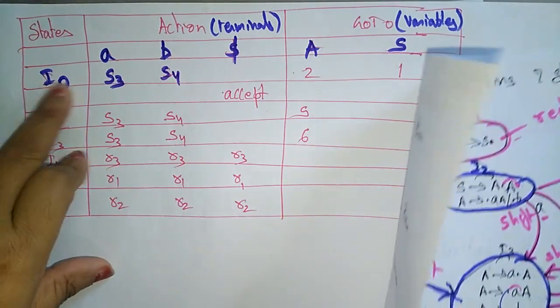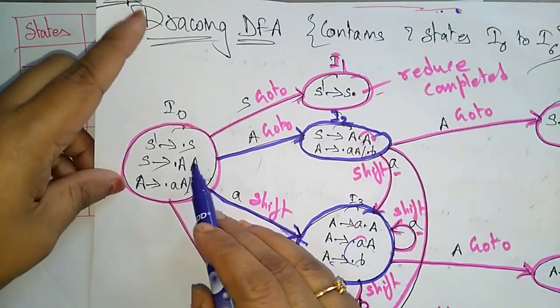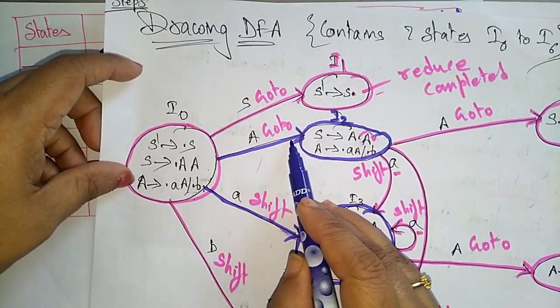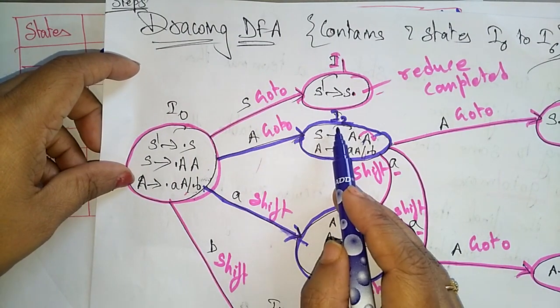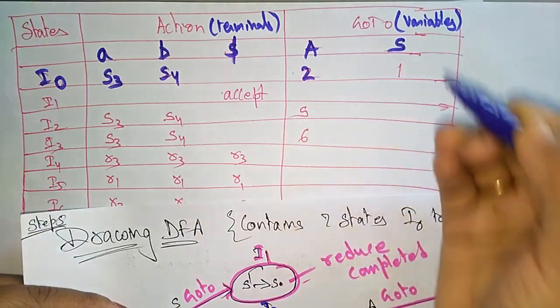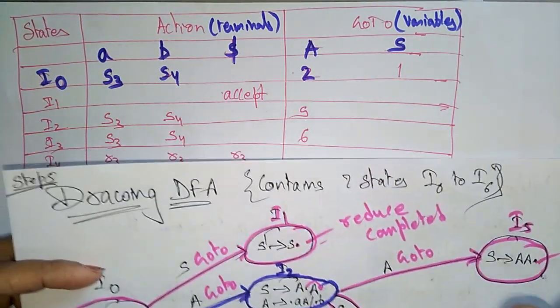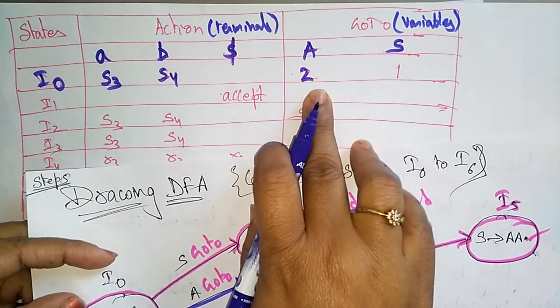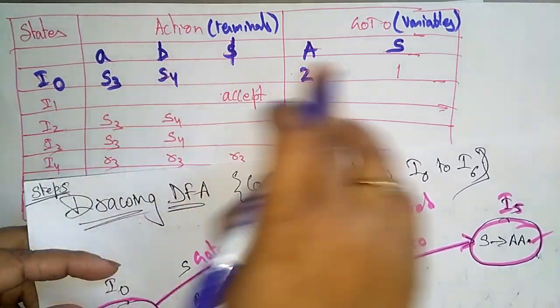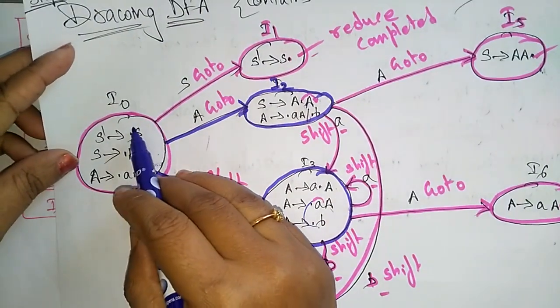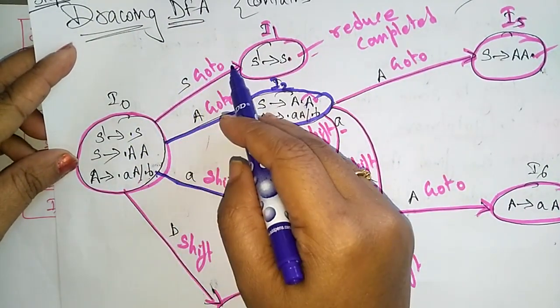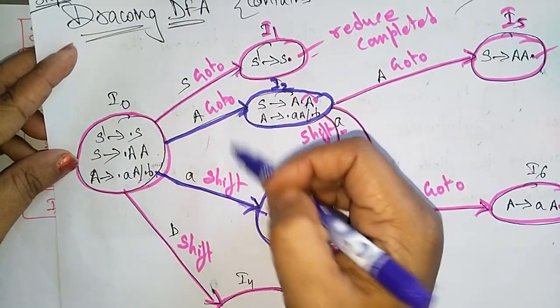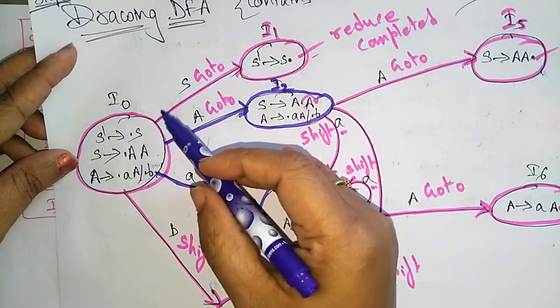There is no dollar. Now I0 on A is a goto. Goto which one? I2. So simply write the number 2. Instead of G2, you just write 2. Shift means S3, S4, and for A, you just write 2. And I0 on S, that is a goto. All the variables are goto and the remaining terminals are shift. Goto which? I1. So just write 1.